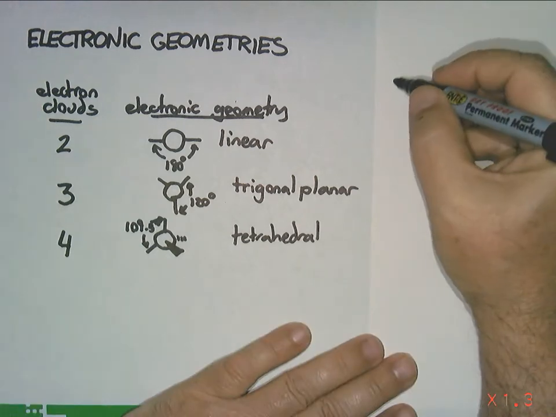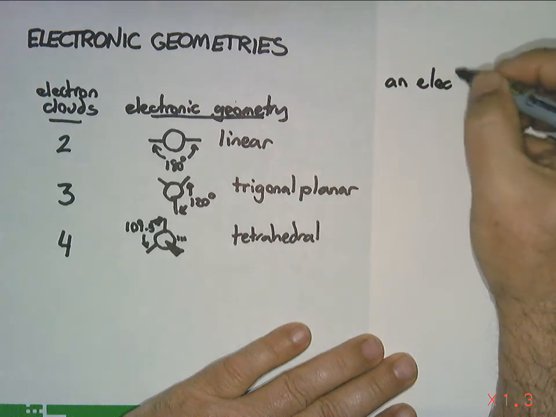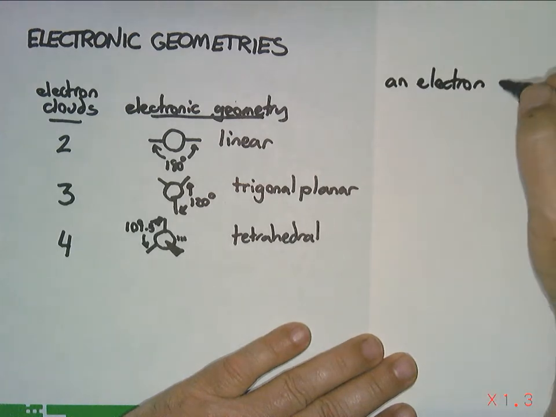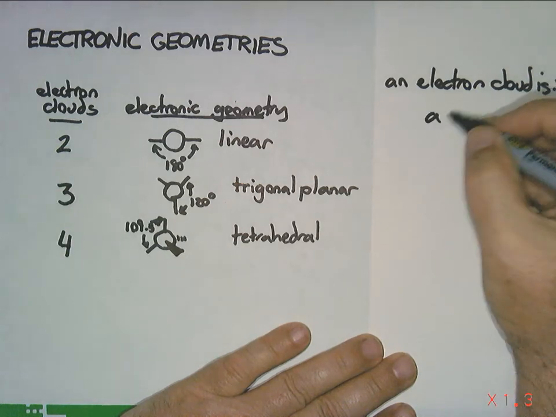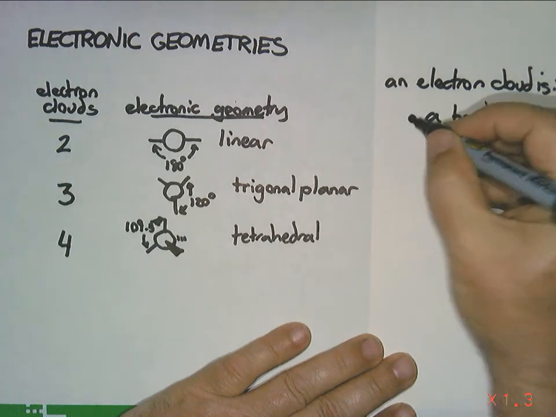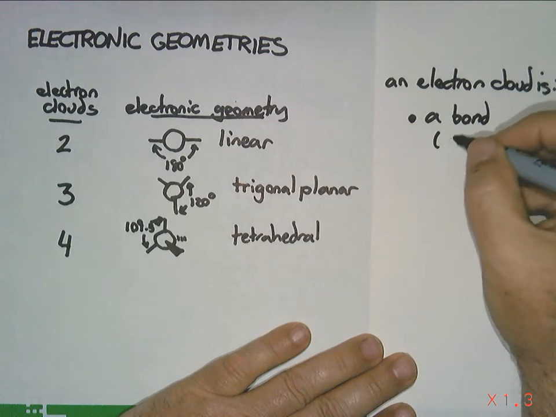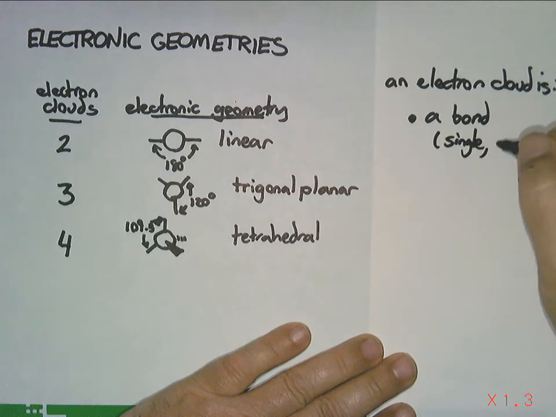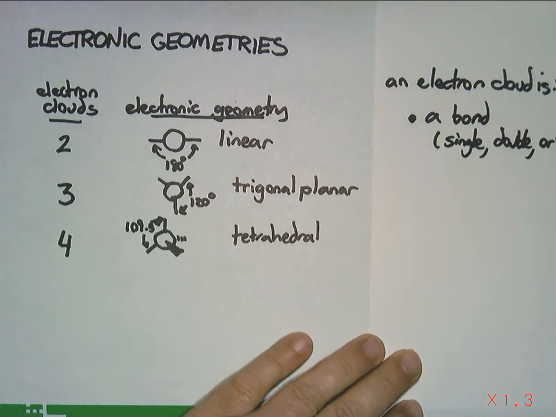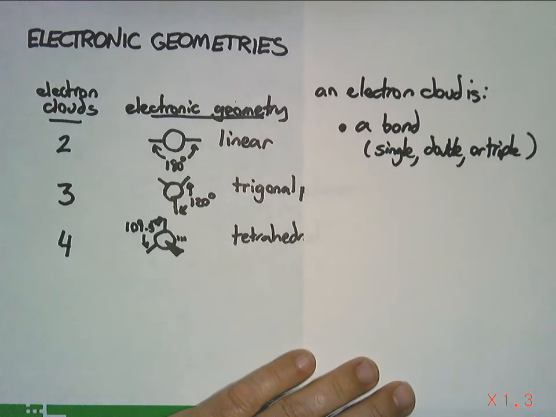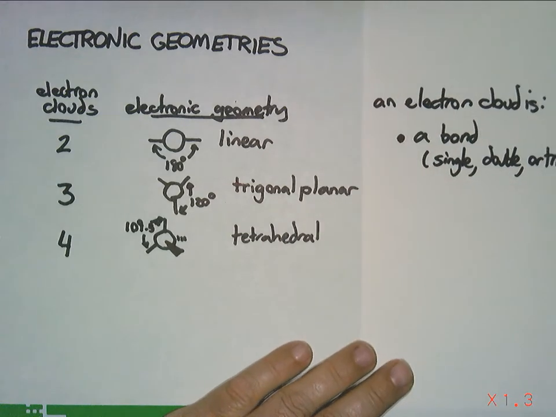An electron cloud is a bond. It could be a multiple bond. All that counts as one cloud. If you've got a multiple bond, all of the electrons in the multiple bond hang together in a single cloud. So any bond counts as one cloud.